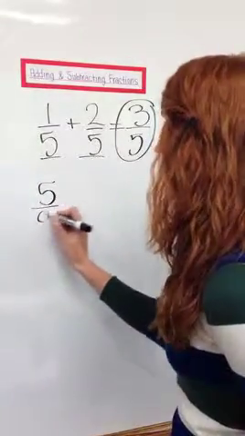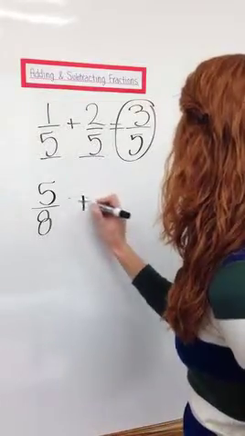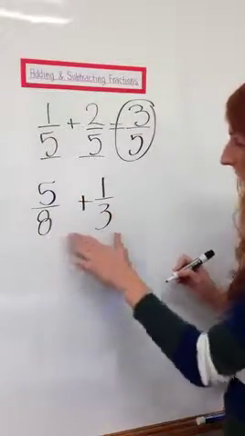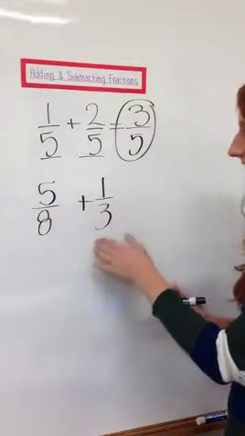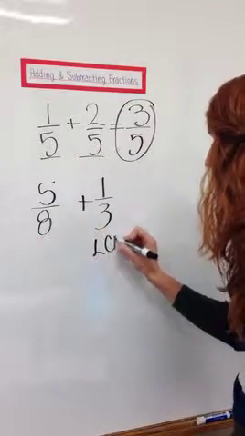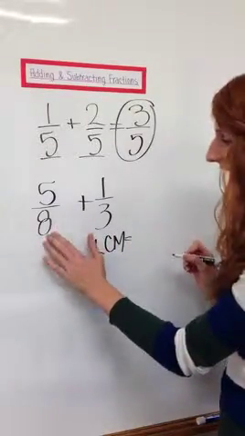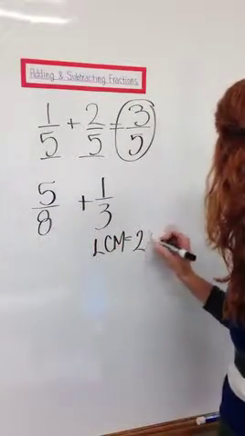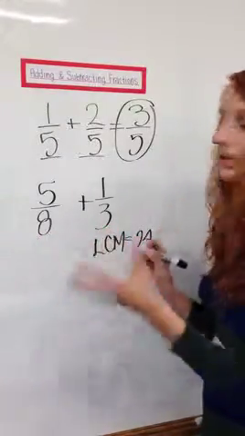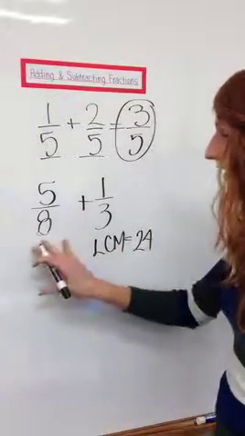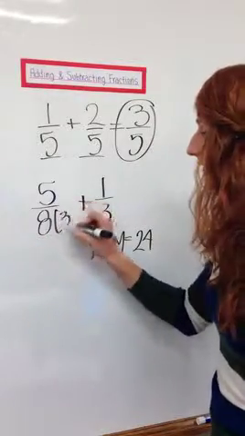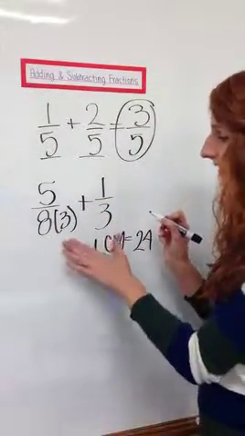Let's say we have 5/8, and then we'll do plus 1/3. So our denominators aren't the same. So our first step is to find the least common multiple of the denominators. In this case, the least common multiple of 8 and 3 is 24. Now we want to get our denominators to be 24, so we're going to use multiplication to get there. So for this fraction, we're going to have to multiply 8 by 3 in order to get it to equal 24. But we can't just stop here.